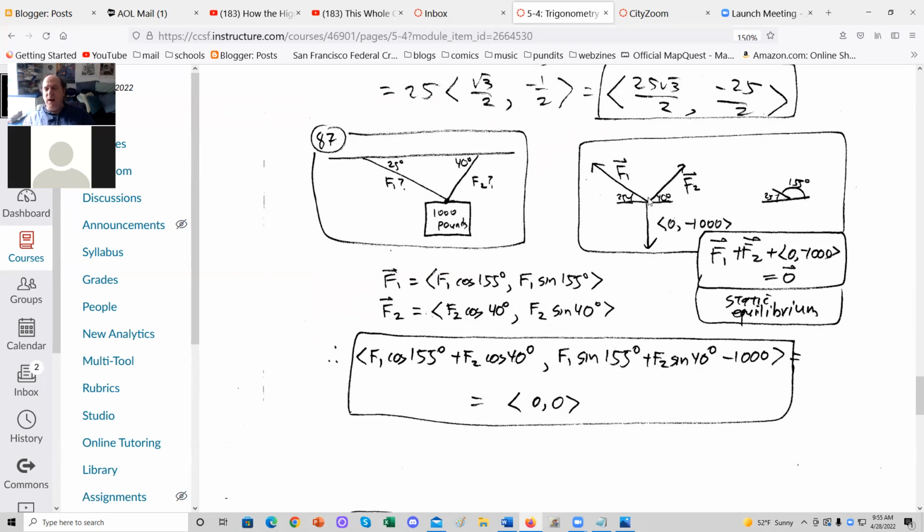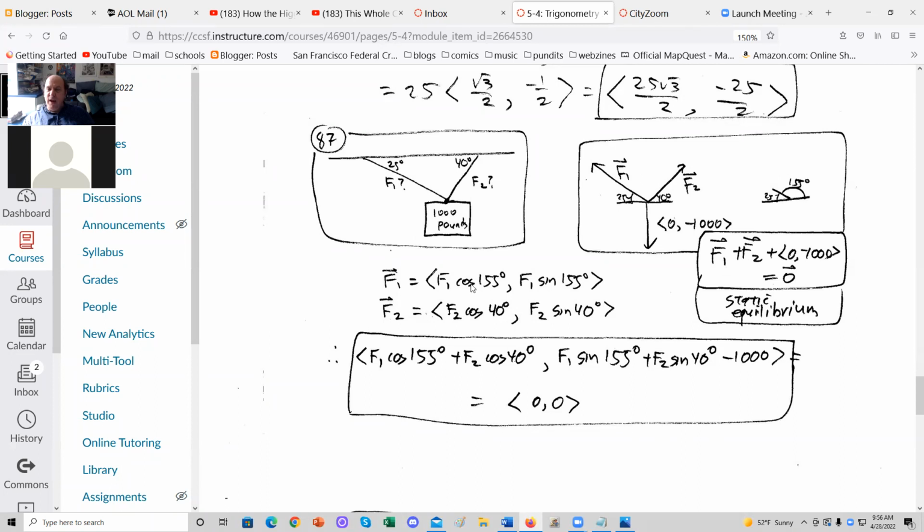F1, okay, it's going up upper left at an angle of 25 degrees. F2 is going up to the right at an angle of 40 degrees, with lengths F1 and F2 respectively. And this 1,000-pound weight is a force downwards, whose components are 0 by -1,000. Now, if you have 3 forces operating on something which is standing still, then the total force must be 0. That's because if there were a non-zero force, then that weight would start to accelerate in the direction of the force. But since it's not moving, the forces add up to 0.